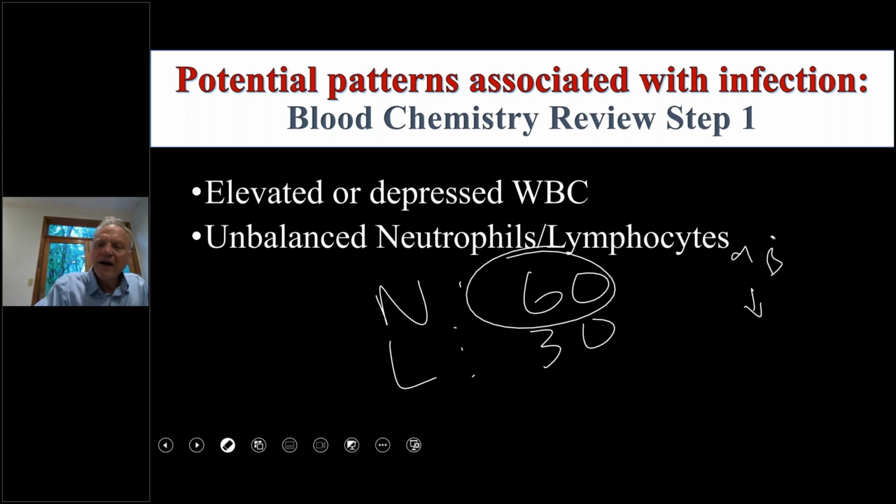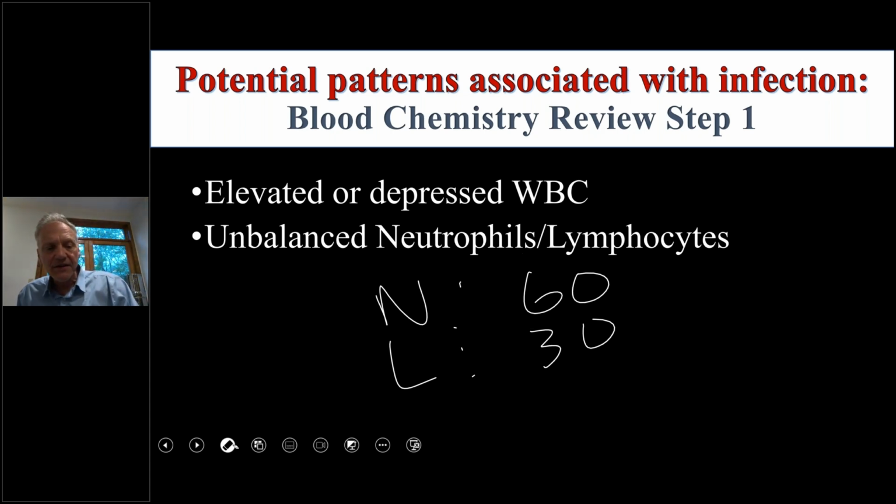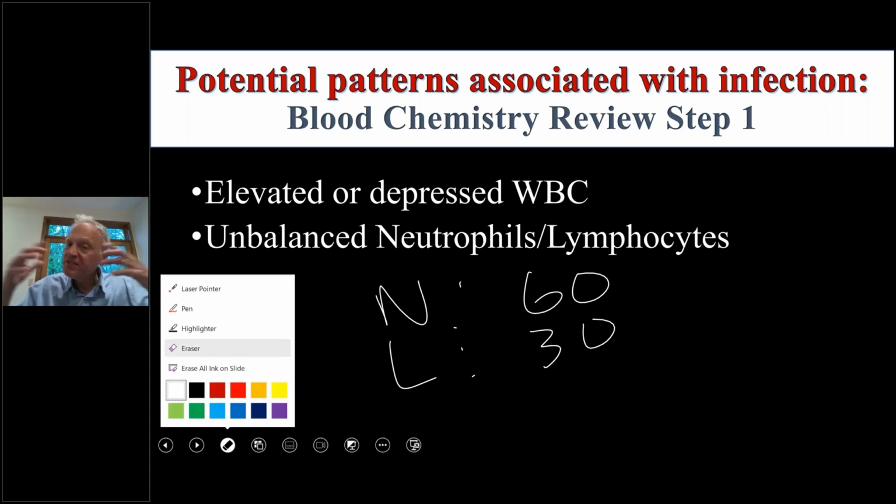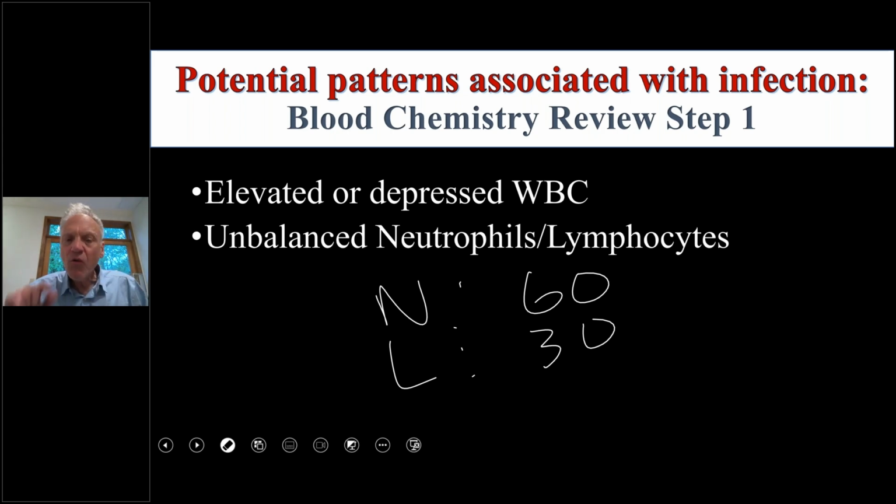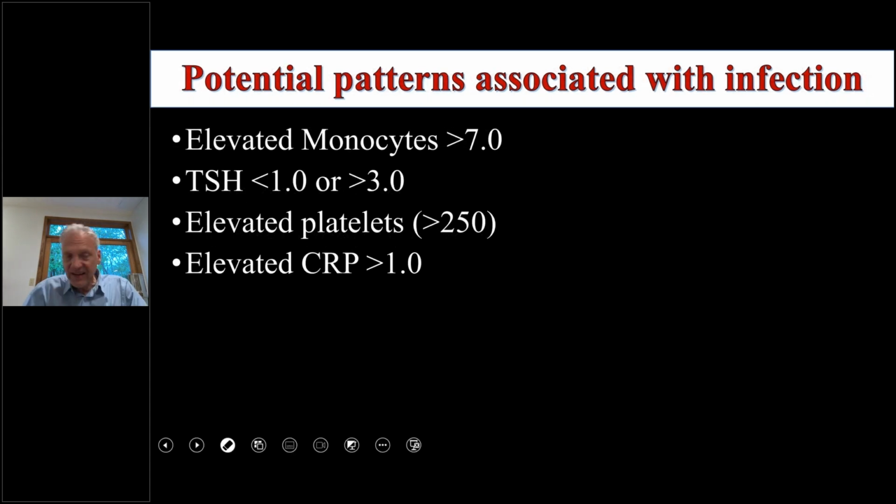You have white blood cell count, neutrophils, lymphocytes, very sensitive but not specific. That's the reason why you always have to work through these models to see what's going on. So we do not rely on just simply looking at white blood cell count and neutrophils. I'm going to give you some other things, and I got to tell you, these things I'm getting ready to share with you are absolutely golden.